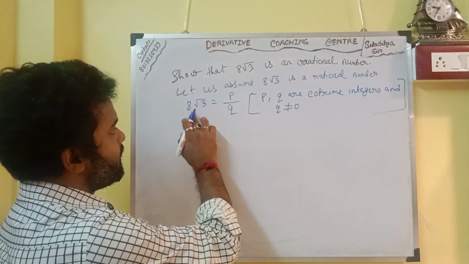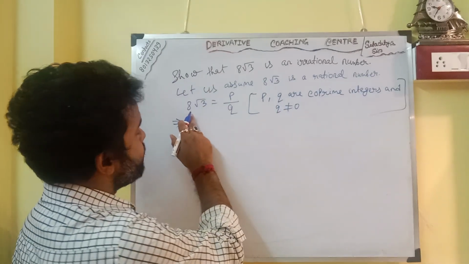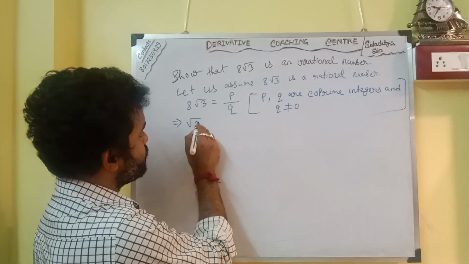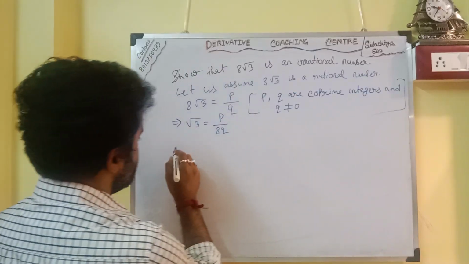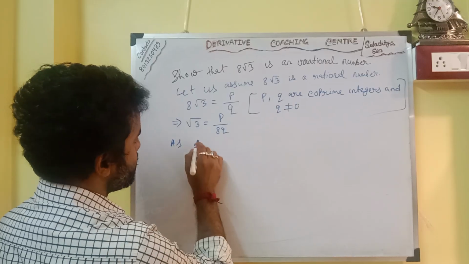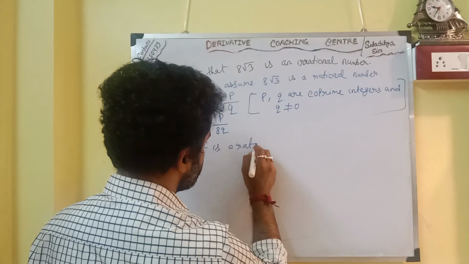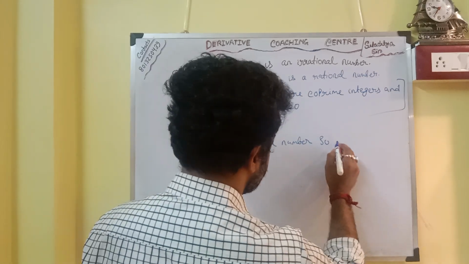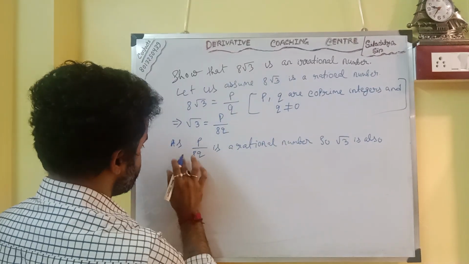So as 8 root 3 equal to P by Q, if we bring this 8 to the right side of the equal sign, that becomes root 3 equal to P by 8Q. Look, as P by 8Q is a rational number, so root 3 is also a rational number.